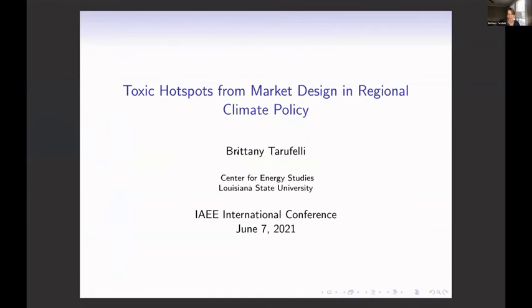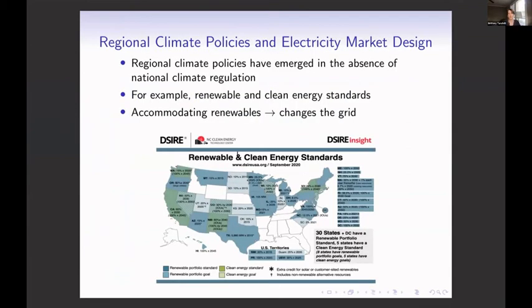So I'm Brittany Tarafelli from Louisiana State University Center for Energy Studies, and I'm going to be presenting my research on toxic hotspots from market design and regional climate policy. In the US, regional climate policies have emerged in the absence of national climate regulation. For example, I have here a graphic that displays renewable and clean energy standards for different states. As a case in point, California requires that 60% of its electricity be from renewable resources by 2030 and 100% by 2045. But other states, for example, Wyoming or Idaho, don't have any renewable portfolio standards or clean energy standards. But even with this variation across the US, these policies have been very effective at bringing increasing amounts of renewable resources online.